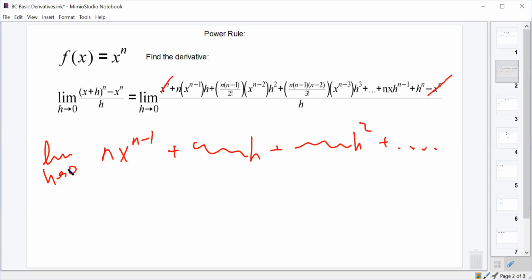As h goes to 0, that goes to 0, and that goes to 0, and that goes to 0, and all that's left is n times x to the n minus 1, which is our power rule that we should know. Everybody's good with the power rule? And remembers where it comes from now?